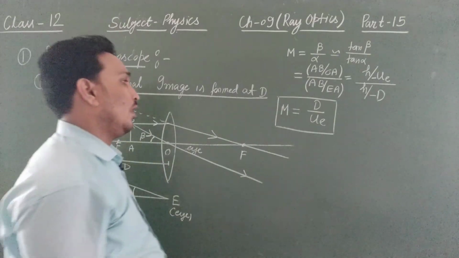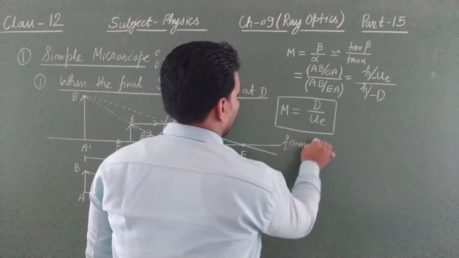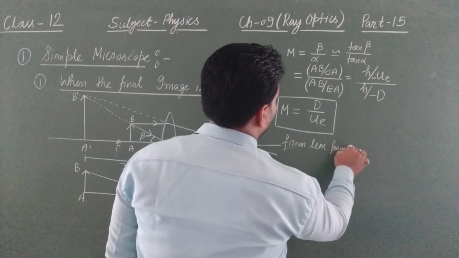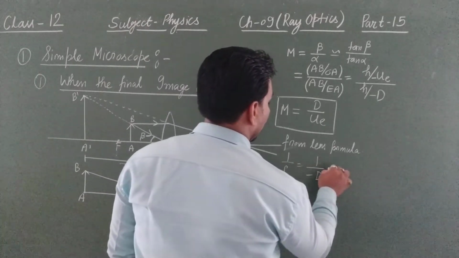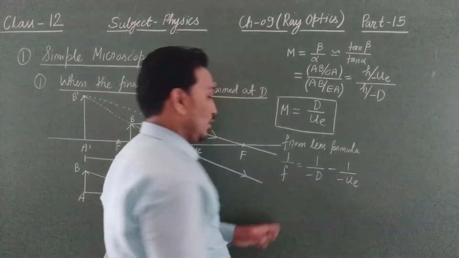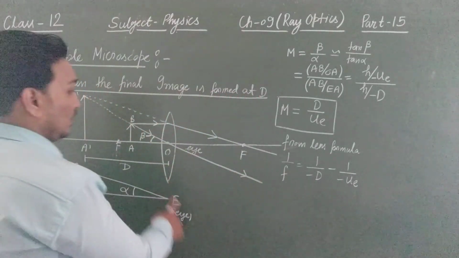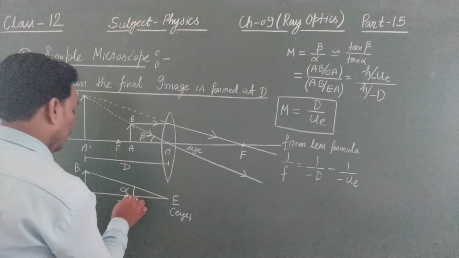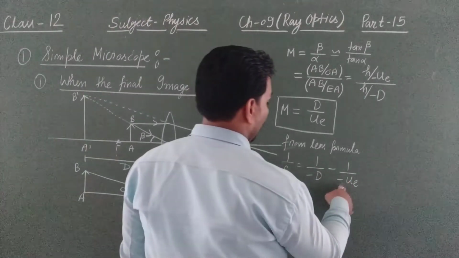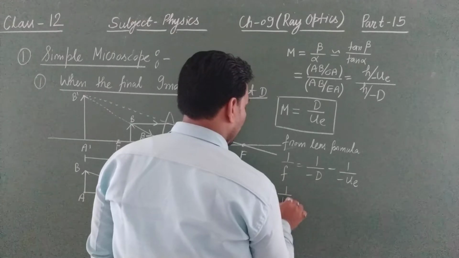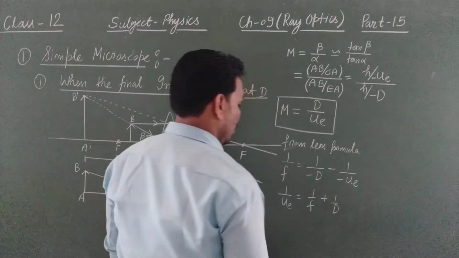Now we have to put the value of 1 upon UE over here. How can we? From the lens formula, 1 upon F is equal to 1 upon minus D minus 1 upon minus UE. I hope you remember 1 upon F is equal to 1 upon V minus 1 upon U. So in place of V I have written minus D, the image distance. In place of U I have written minus UE, since OA is minus UE. Now 1 upon UE we need to know. Minus minus will become plus. So 1 upon UE comes out to be 1 upon F plus 1 upon D.